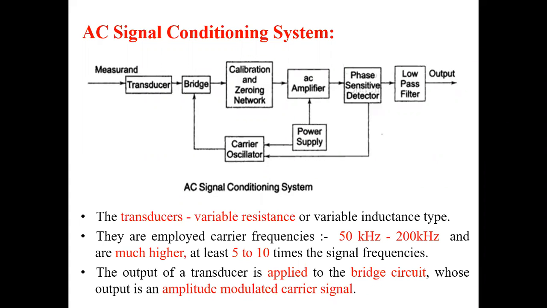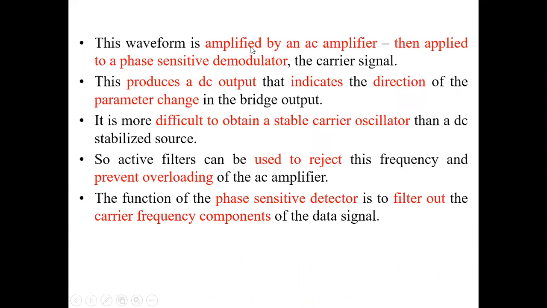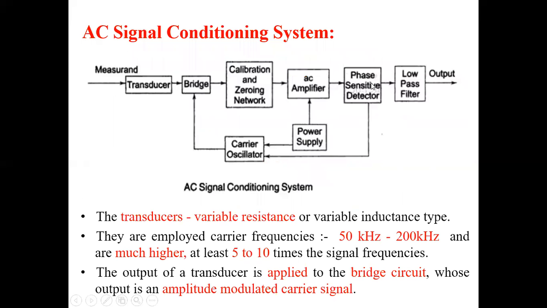Here, the output of the transducer is applied to the bridge circuit, and the output is nothing but a modulated carrier signal. Why? Because the carrier signal is given to the bridge circuit. So the output is nothing but an amplitude modulated carrier signal. This amplitude modulated carrier signal is further amplified by the AC amplifier, and it is given to the phase sensitive demodulator. So this is the phase sensitive detector or demodulator, where we give the signal amplified from the bridge circuit. The reference signal of this phase sensitive detector is itself the carrier signal.